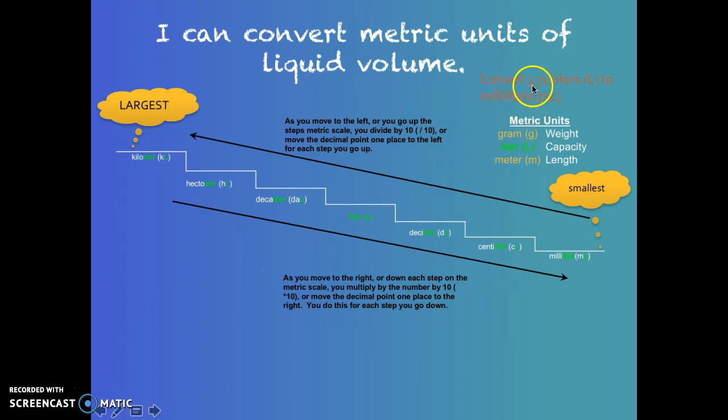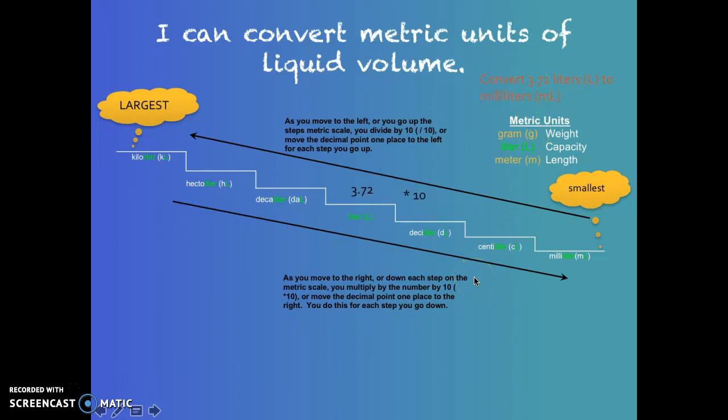So let's try a conversion. This is done exactly the same way. So we're going to start with 3 72/100 liters, and we're going to convert that to milliliters. These are very small. It's going to take a lot of them. So we're going to be multiplying by 10 as we go. So we're starting with liters times 10 times 10 times 10. So ultimately we're multiplying our original number by 1,000.